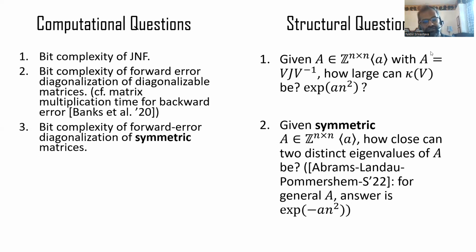I should mention that the symmetric is very important. So recently in this work with Abrams, Landau, and Palmersheim, we showed that if you have a non-symmetric integer matrix, then indeed you can have two eigenvalues that are exponential minus AN squared close.